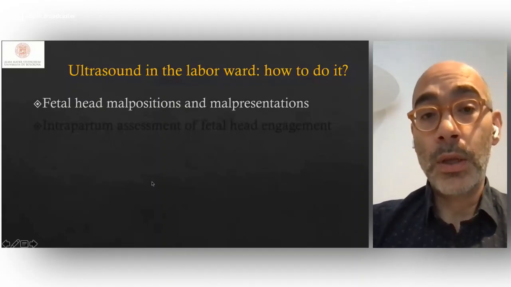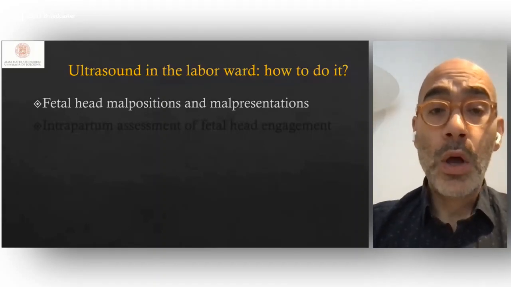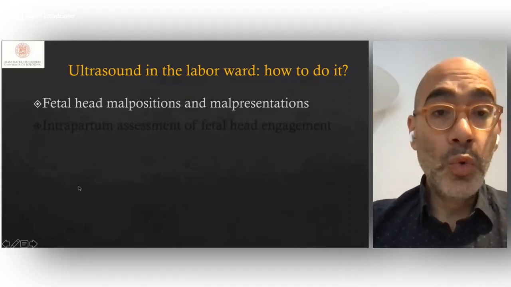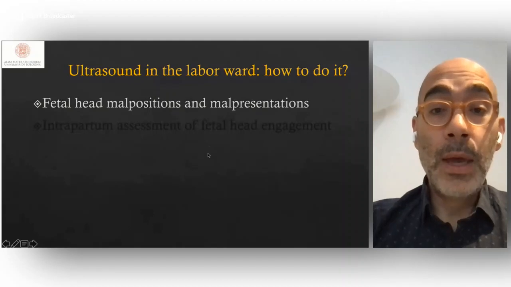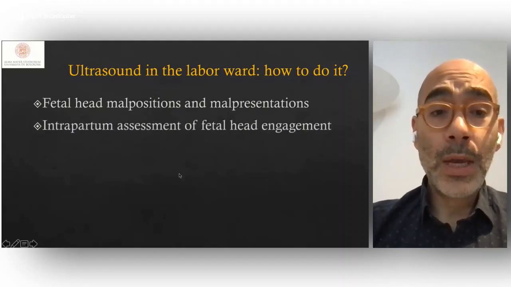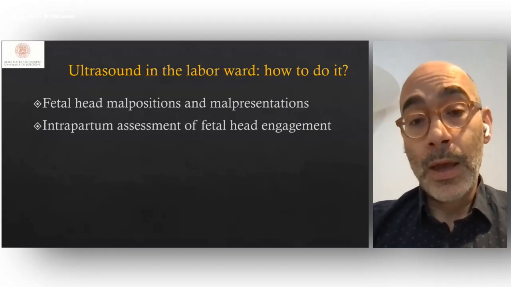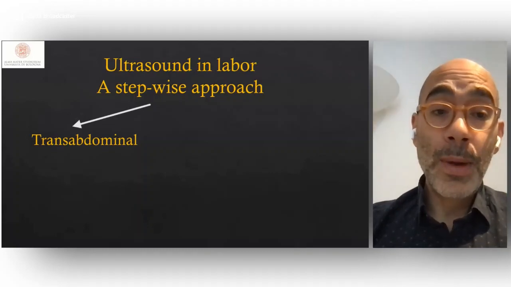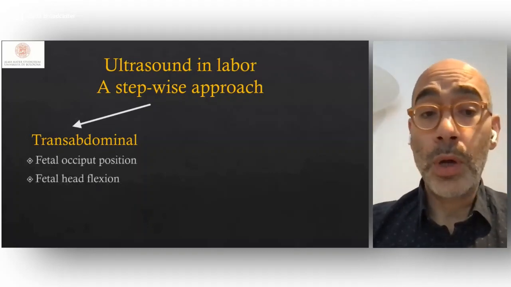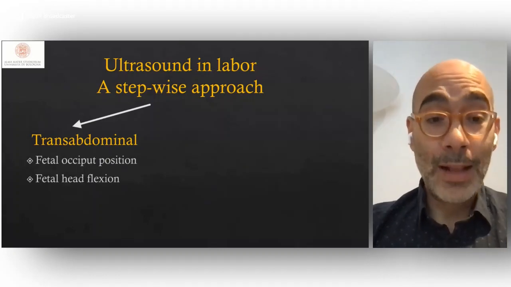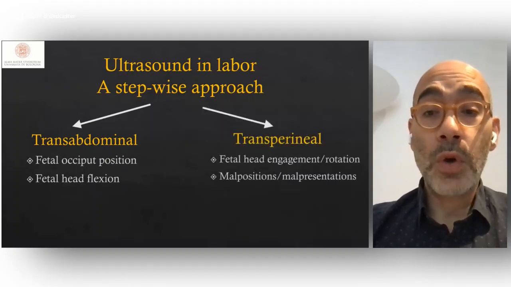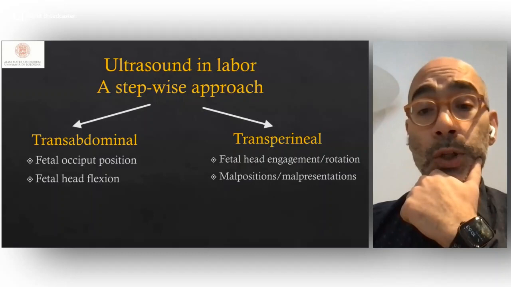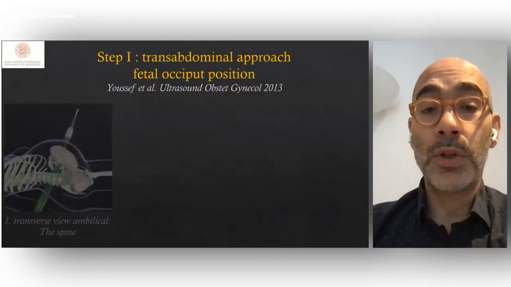How to do ultrasound depends on what your objective is, but definitely what is essential is to have a systematic approach. So why do we do it? We do it to assess the fetal head malpositions and malpresentation, and to assess the intrapartum fetal head engagement. We always start systematically with the transabdominal approach to assess the fetal occiput position and the fetal head flexion, and then go to the transperineal approach to assess the fetal head engagement and rotation, which helps us evaluate the malposition and malpresentations.